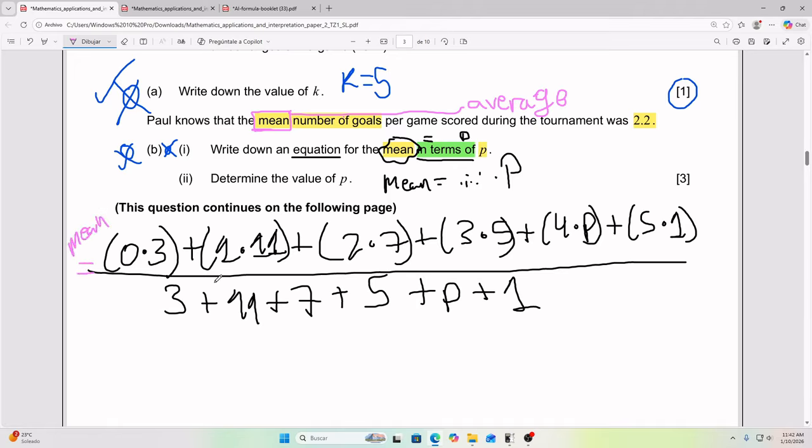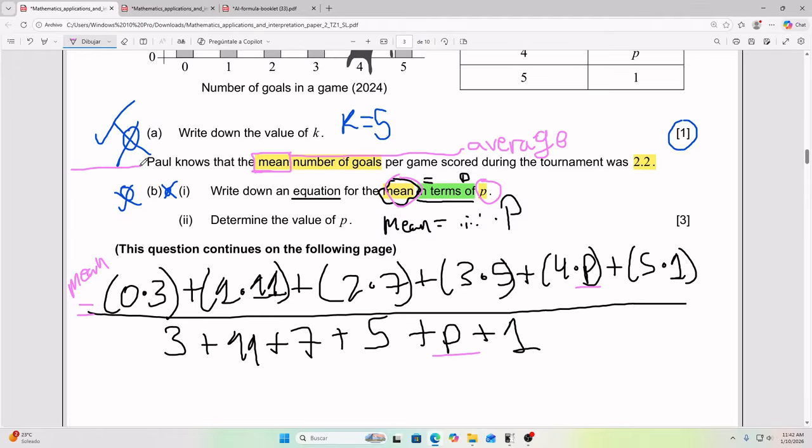Okay, so in this case, all of this equals your mean. So mean equals this whole thing. So that means we have mean in terms of p, because mean equals a bunch of numbers and stuff, and p is in between it. So that is what they mean by mean in terms of p. Mean is going to be alone. So mean equals all of this stuff, and then p is going to be plugged in somewhere.